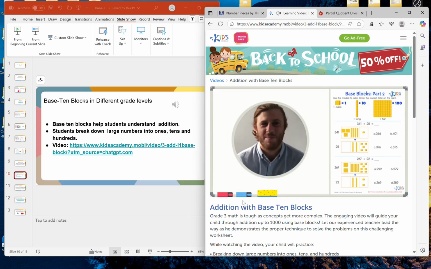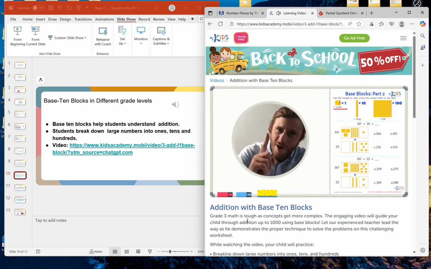Hello, my name is Mike, and I'm here today so I can help you add using base 10 blocks. I love base 10 blocks. Building with base 10 blocks is awesome. But you can also use them to help you add and count and make some really hard math problems a lot easier. First, let's review what the base 10 blocks really are.